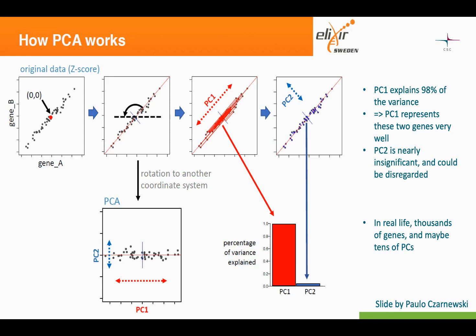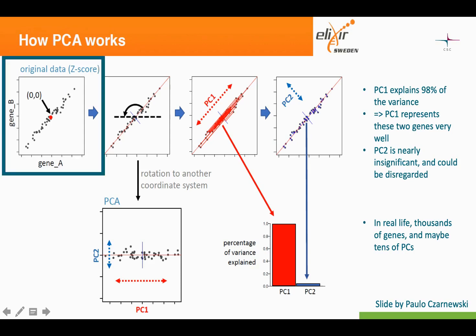Here we can see a simplified explanation of principal component analysis. This slide is by Paulo Sarnevsky, and we thank him for it. Here you can see a 2-dimensional data set. Each dot here is a cell, and here we can see each cell's expression on gene A and here on gene B. You can see that the cells, so the dots here, are spread in this area. So there is some variance in this direction.